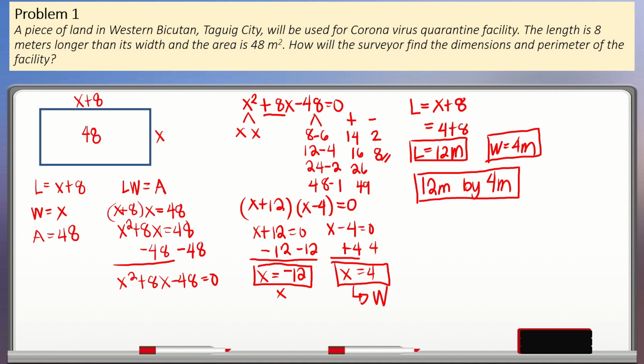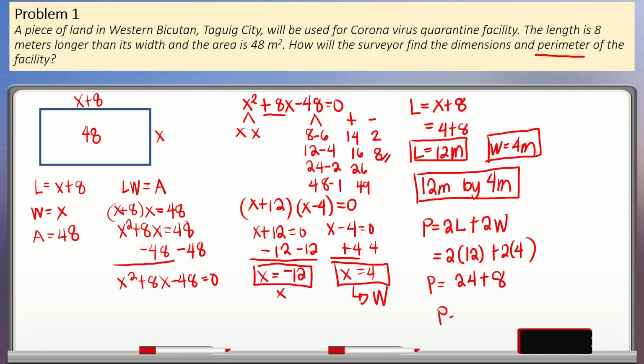Next, we're going to find the perimeter of the facility. To solve for the perimeter, if you still remember, the formula is simply twice the length plus twice the width. That is 2 multiplied to the measure of our length, which is 12, plus 2 times the measure of our width, which is 4. Then we have P is equal to 2 times 12, 24, plus 2 times 4, we have 8. Then the perimeter measures 32 meters.